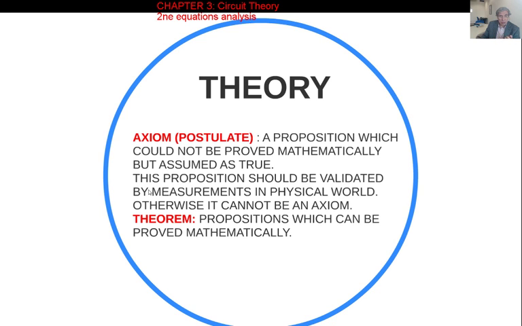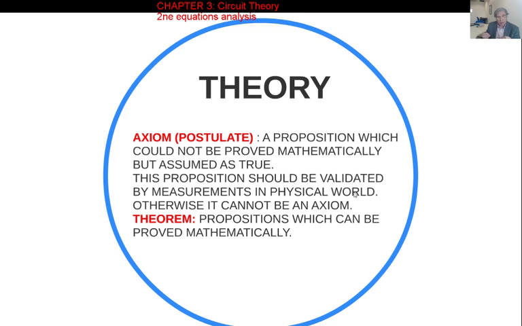This proposition should be validated by measurements in the physical world. Whatever we state as a proposition, we cannot prove it mathematically, but anytime we go to the lab and do the measurement, whatever the axiom says is true. So in the physical world, by measurement, we could see that it is true, but we cannot prove it mathematically.